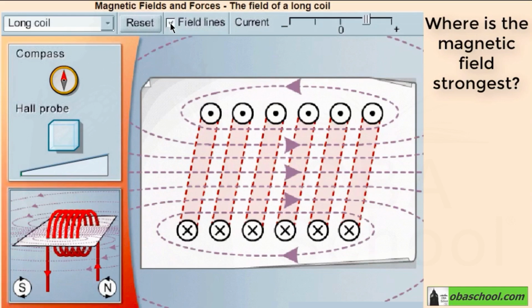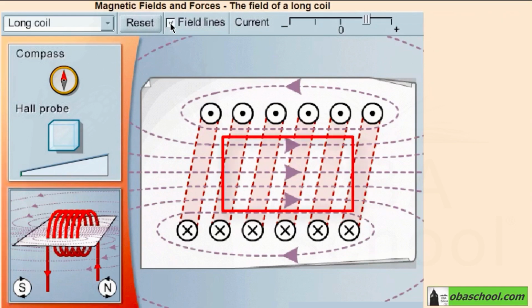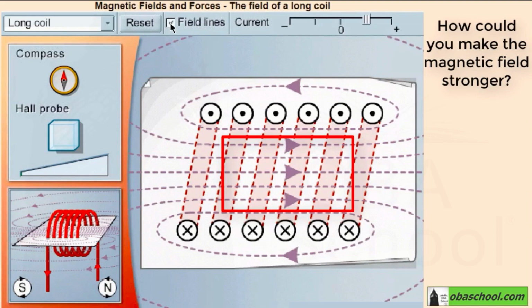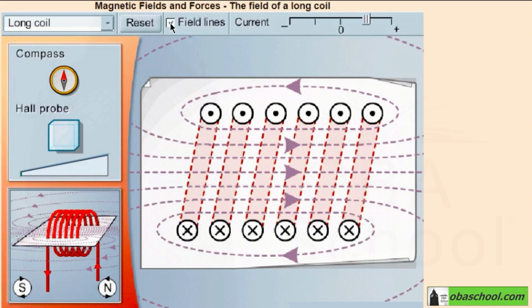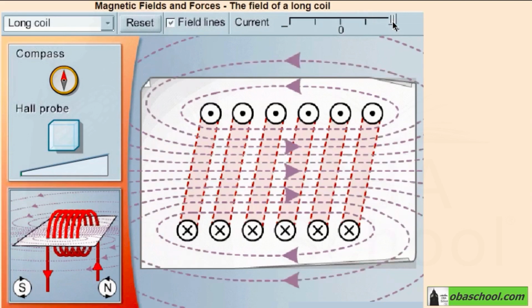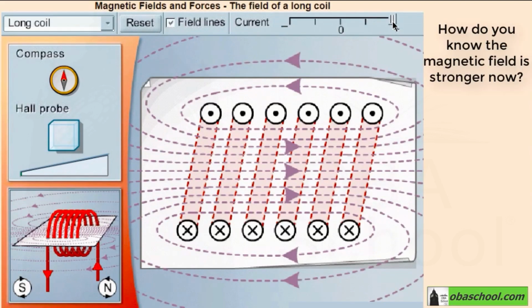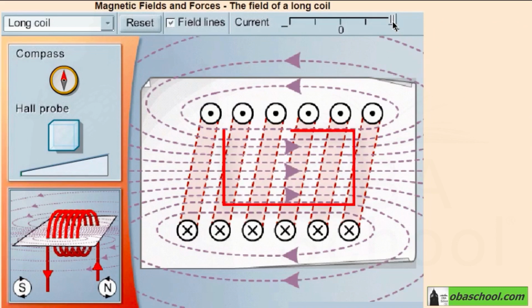Where is the magnetic field the strongest? Exactly, inside the coil. And how could you make the magnetic field stronger? Yes, by increasing the current. So let's drag the current slider 1 notch to the left. How would you know the magnetic field is stronger now? Well, the lines of force are closer to each other.